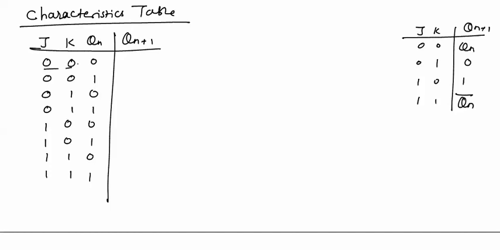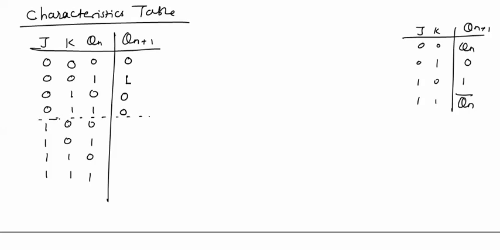So when J and K are 0 0, the output was the previous state. So for this the output was 0, for this the output was 1. When JK is 0 1, output was 0.